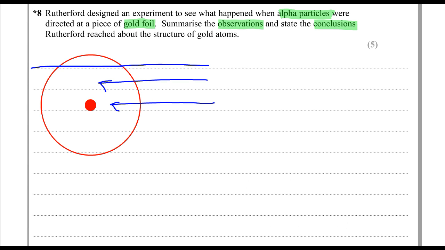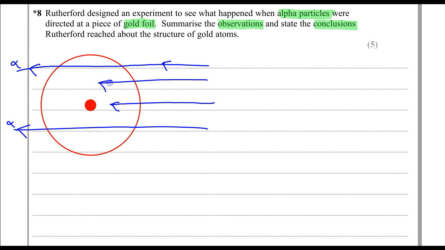Most of the alpha particles went straight through, which you can see they are, these alpha particles, and the reason for that is that there is nothing in their path, so they are just moving straight through the atom.